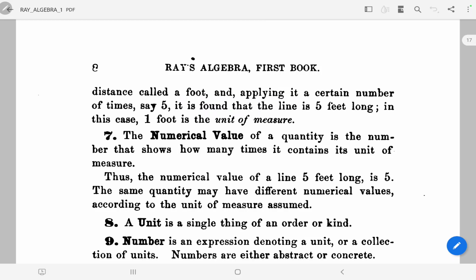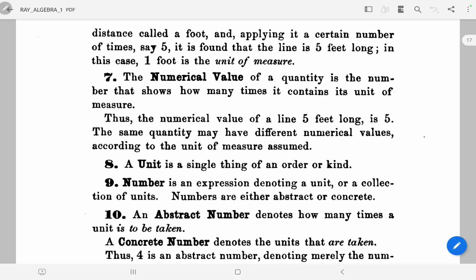Moving on down to Article 7, the numerical value. The numerical value of any quantity, that is a magnitude or a multitude. The numerical value of a quantity is a number that shows how many times it contains its unit of measure.